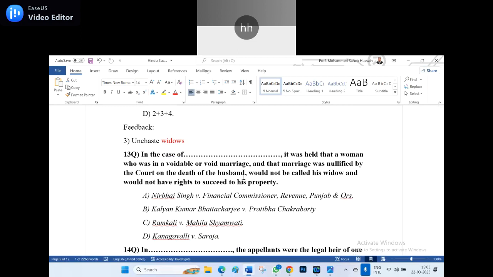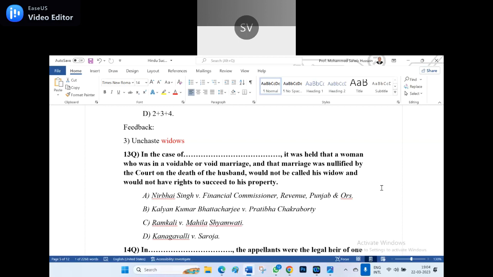13th question. In the case of Dash, it was held that a woman who was in a voidable and void marriage, and the marriage was nullified by the court on the death of the husband, would not be called his widow and would not have right to succeed to his property. A. Nirbhaya Singh versus Financial Commissioner Revenue Punjab and others. B. Kalyan Kumar Bhatta Chatterjee versus Prabhita Chakrabarti. C. Ramkari versus Mahila Shyamavati. And D. Kangavalli versus Saroja. I think I dealt with this case law two times in my earlier classes.